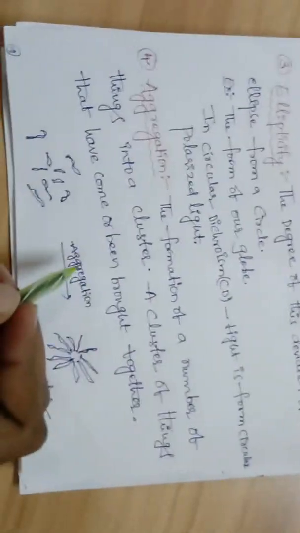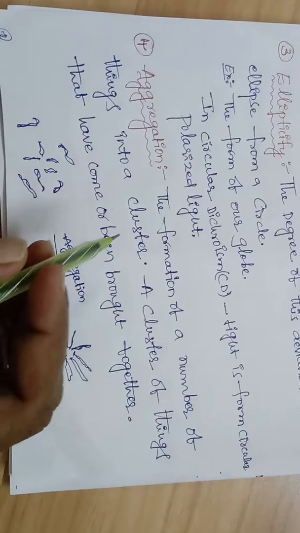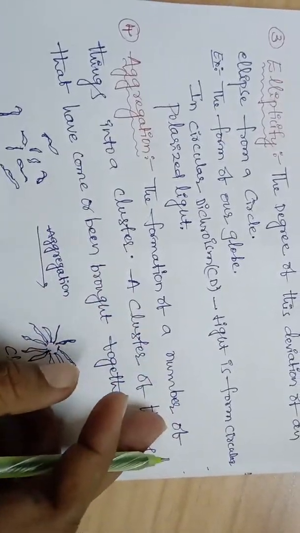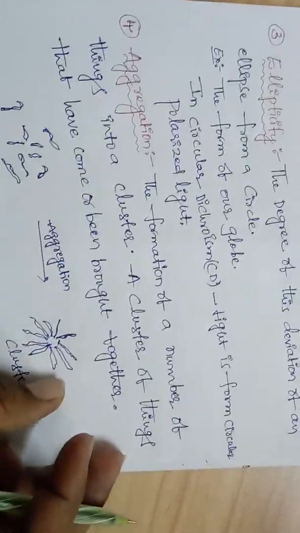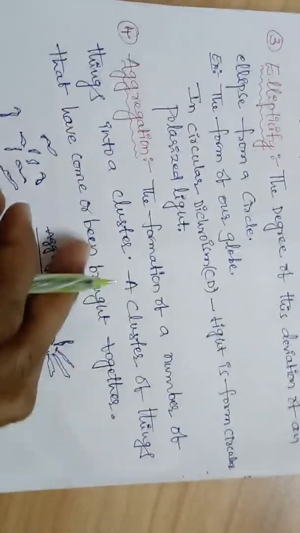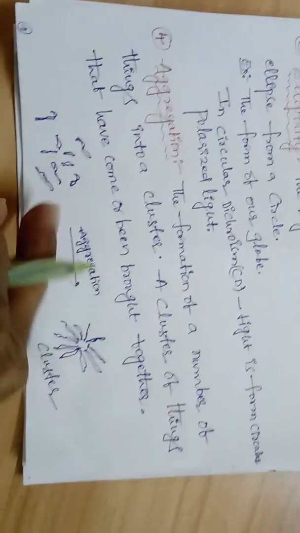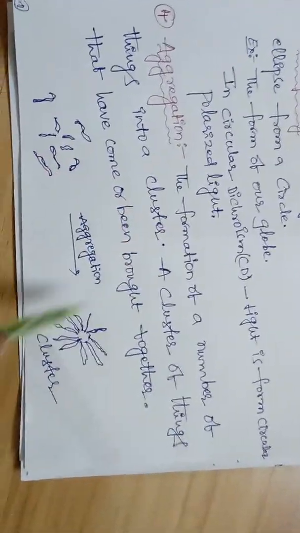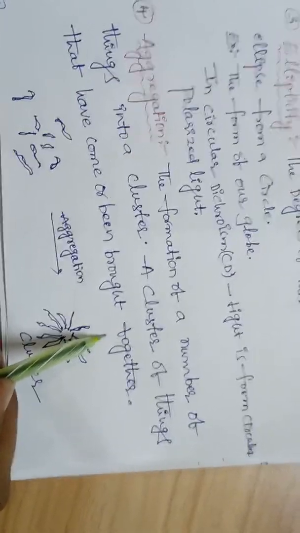And next one, what is aggregation? Aggregation means the formation of a number of things into a cluster of things that have come or been brought together. I drew an example here: a number of pieces like a jigsaw, after aggregation form a cluster. That is called aggregation.